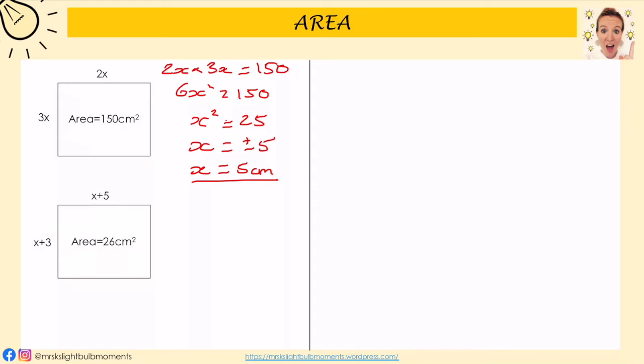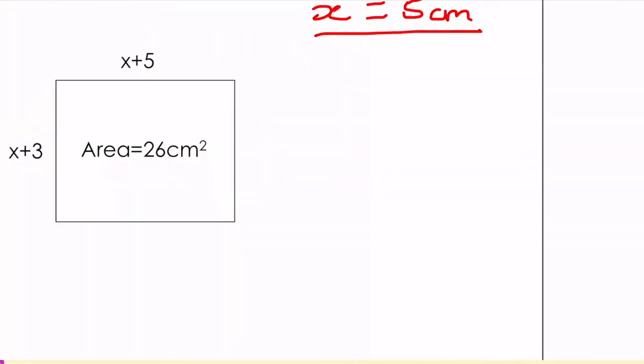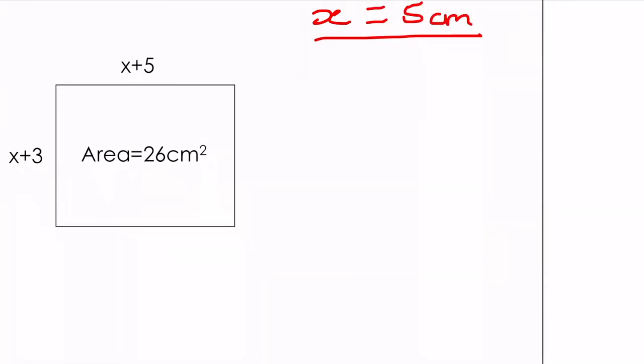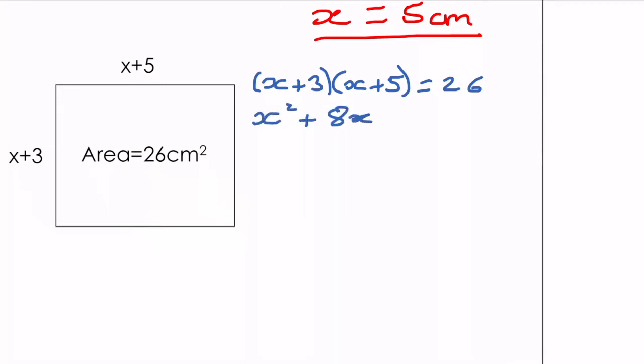Right, should we go through this one? Don't worry if you haven't quite finished. I'm going to go through the starting bit, which hopefully we've all got. So we should have x plus 3 multiplied by x plus 5, and that gives us 26. So then we need to expand those brackets and simplify, and we'd get x squared plus 8x plus 15 equals 26. Now it's looking a bit more like a quadratic, so you see how it's popped out there.